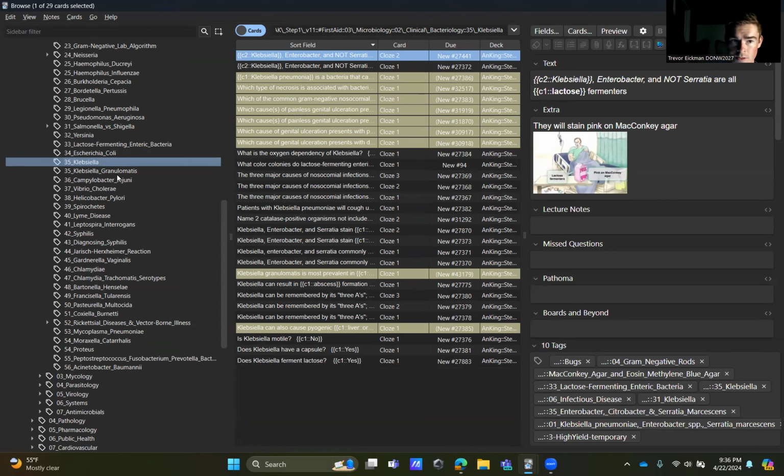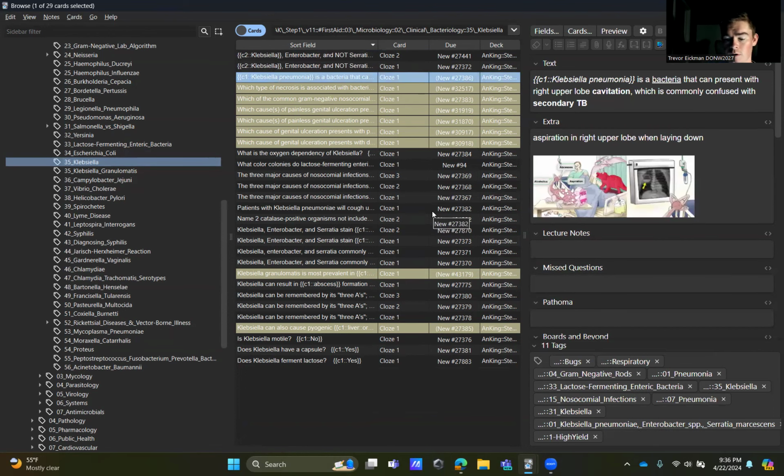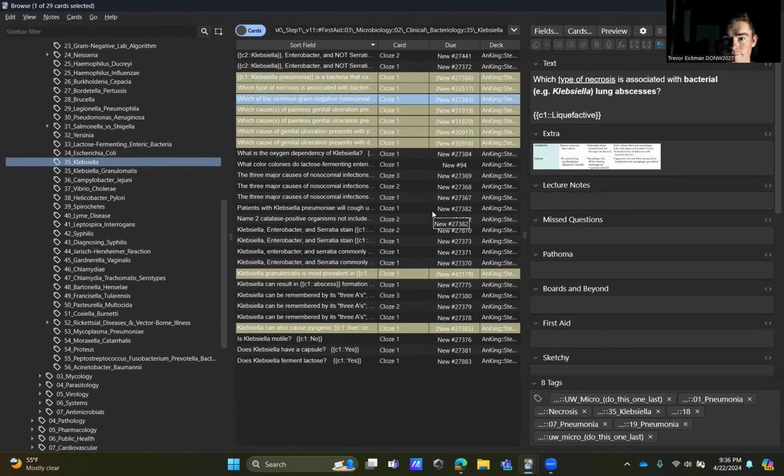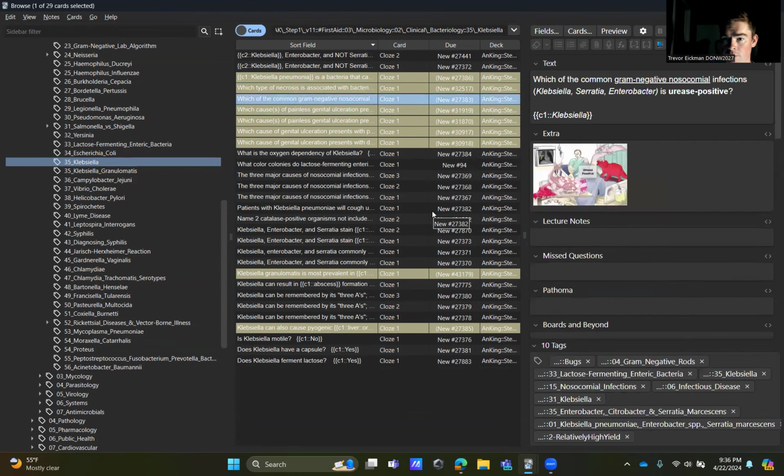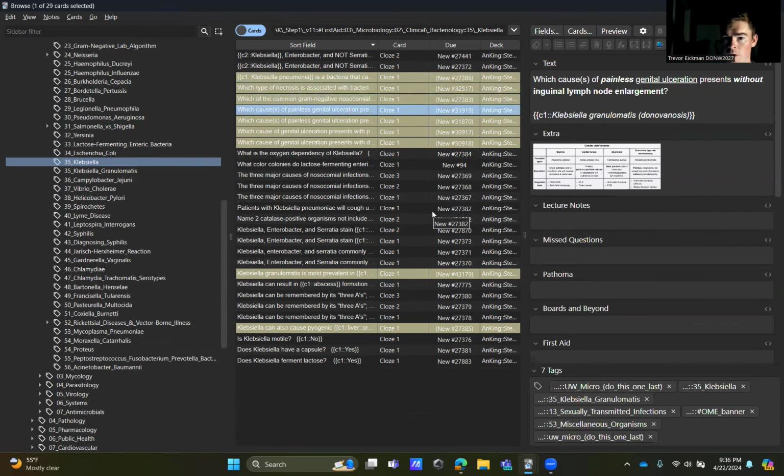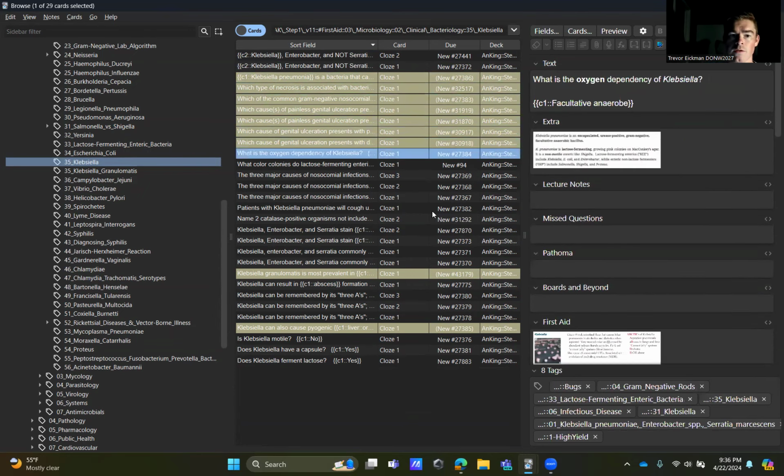And Klebsiella plain, simply. We're not going to do Klebsiella granulomatis. And so you want the first 2, and then you're going to skip over these ones. These ones are all the Klebsiella granulomatis, and then a few other ones really specific on the pneumonia, but we don't need to know those. So you can skip, I don't know, what is that? 7 cards? Yeah, 1, 2, 3, 4, 5, 6, 7, 8. Skip 7 cards. Come down, oxygen dependency of Klebsiella is facultative anaerobe.